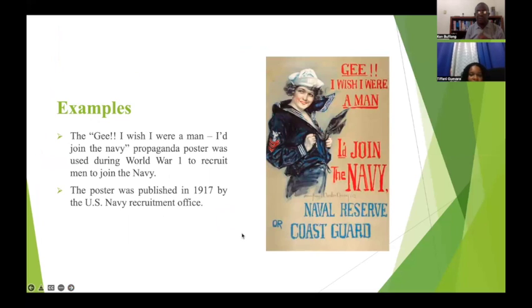Right, so here I have another example of propaganda, which was used in World War I to recruit men to join the Navy. The poster was published in 1917 by the US Navy Recruitment Office. The poster depicts a woman standing with her fists clenched and wearing a sailor suit. The poster is designed to excite young males in the US. The woman looks down from the poster with an almost mocking look. The poster uses sexuality to encourage men to enlist and be part of the US war effort.